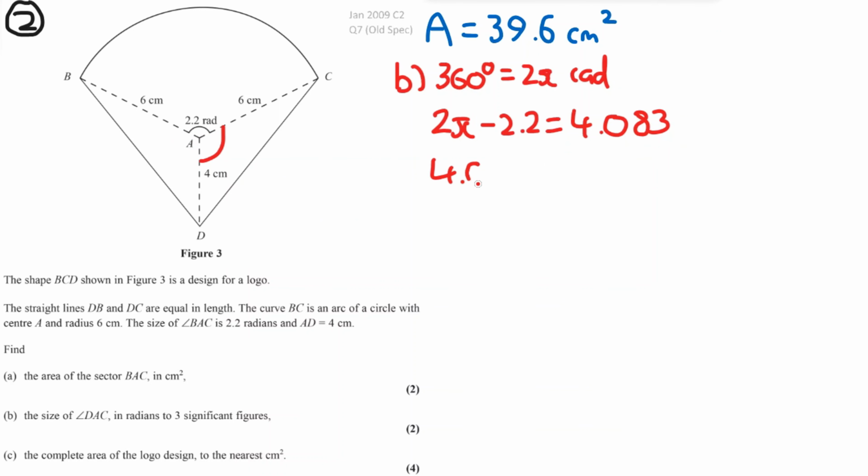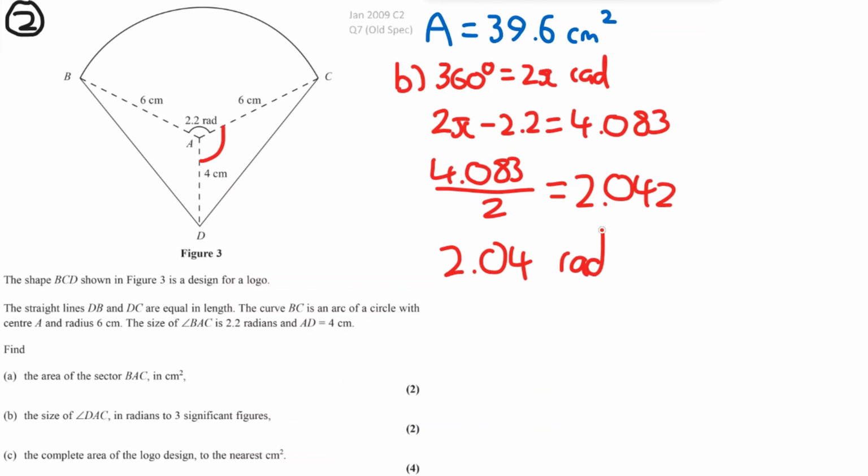So 4.083 divided by 2 is equal to 2.042. So therefore this angle and this angle are going to be 2.042. Once it's three significant figures, it's going to be 2.04, and then you can put radians at the end if you want to, but it's not really that important. So the size of this angle DAC is equal to 2.04 radians.